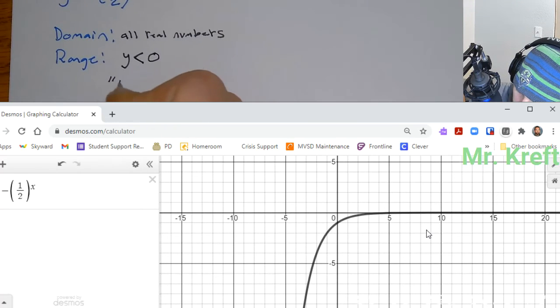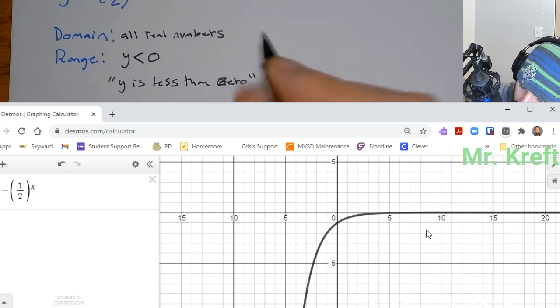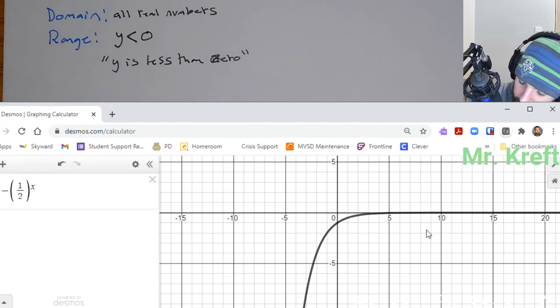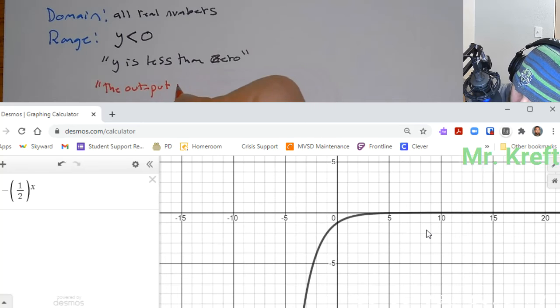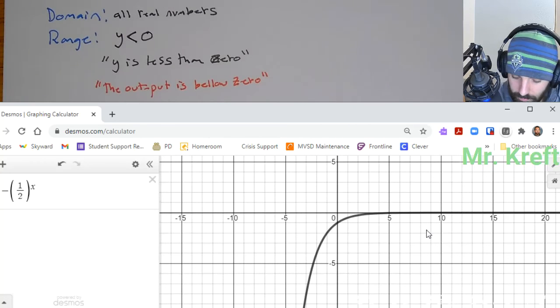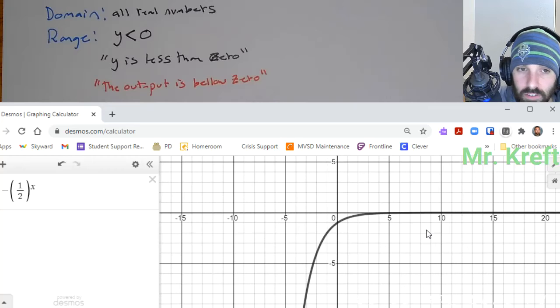So what does this mean? This means y is less than 0. Oops, I'm using English, sorry. And in Kref speak, this just means the output, that's one word, is below 0. Okay. So I hope that helps out. I saw people were getting a little confused there. When we say y is less than 0, that just means all of my output is below 0.